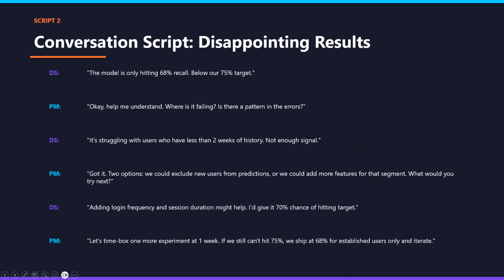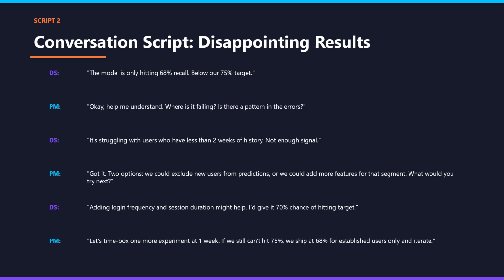Coming to script two, disappointing results. The experiments didn't hit your target. So the data scientist says the model is only hitting 68% recall, below our 75% target. Then the PM should not panic. Don't say, why not? Instead, say, okay, help me understand, where is it failing? Is there a pattern in the errors? You're diagnosing, not blaming them. And they might say it's struggling with users who have less than 2 weeks of history, not enough signal.